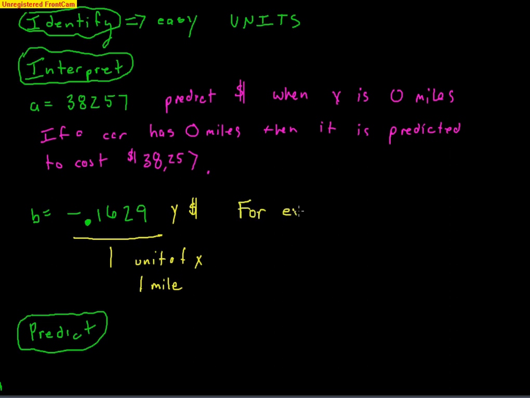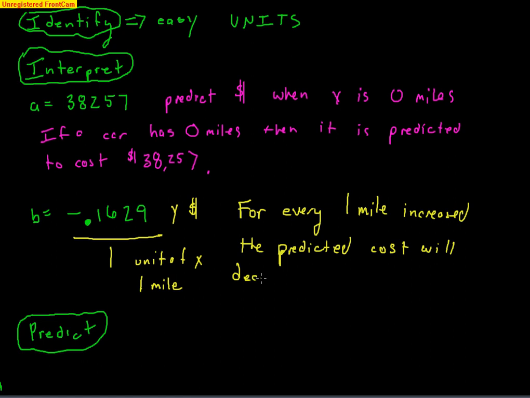For every 1 mile increased, the predicted, and again, I can't emphasize how important that word predicted is. If you forget it, it's going to cost you points. The predicted cost will decrease by 16 cents. So, couple comments here. First, gotta have that word predicted.